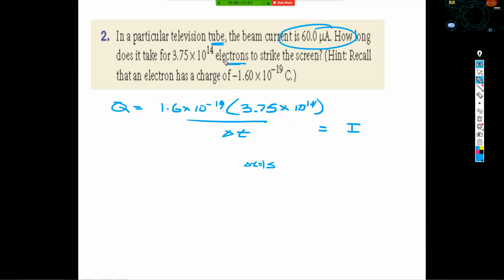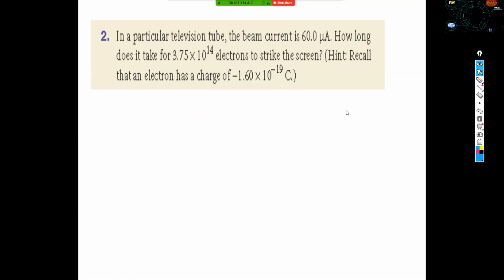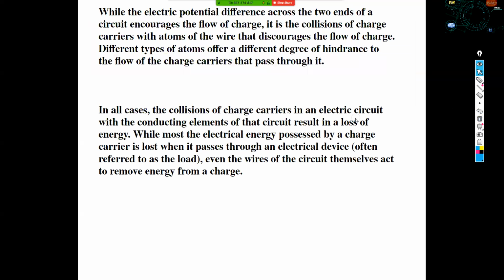The only trick here was understanding that they give you the amount of electrons and you need the actual amount of charge. So that's why we multiplied the 3.75 times 10 to the 14th, because each one of them had that amount of charge. All right.